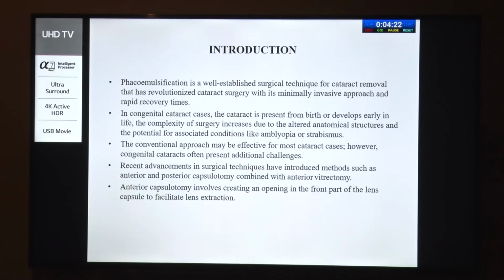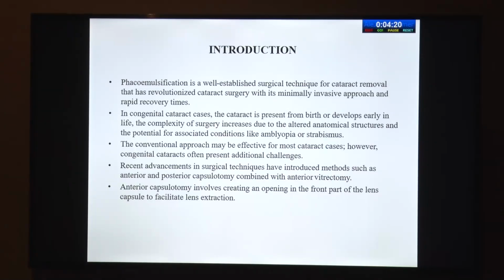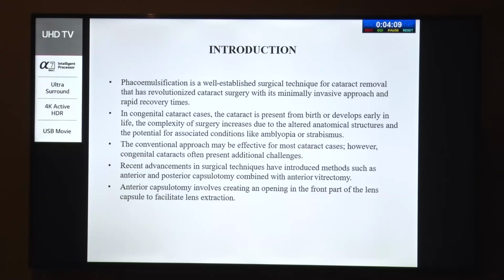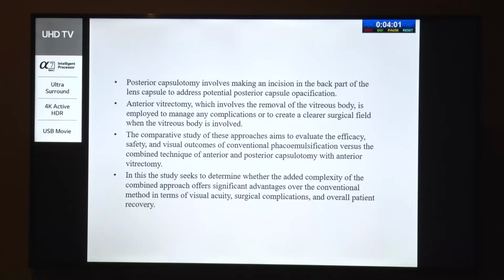The conventional approach may be effective for most cataract cases. However, congenital cataract often presents additional challenges. Recent advancements in surgical technique have introduced methods such as anterior and posterior capsulotomy combined with anterior vitrectomy. Anterior capsulotomy involves creating an opening in the front part of the lens capsule to facilitate lens extraction. Posterior capsulotomy involves making an incision in the back part of the lens capsule to address potential posterior capsule opacification. Anterior vitrectomy, which involves the removal of the vitreous body, is employed to manage any complication or to create a clearer surgical field when the vitreous body is involved.